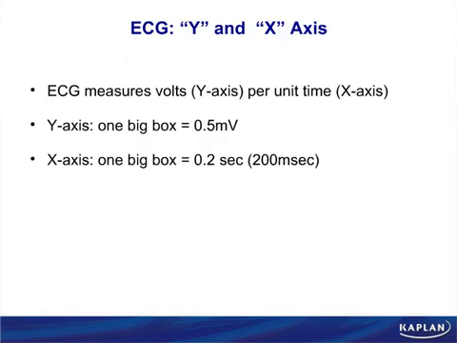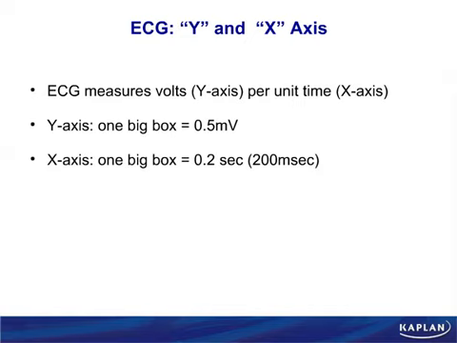All right, the EKG is a voltmeter. It is measuring volts per unit time. The y-axis is volts. The x-axis is time. On the y-axis, one big box, which means heavy line to heavy line in the vertical direction, will be half a millivolt.